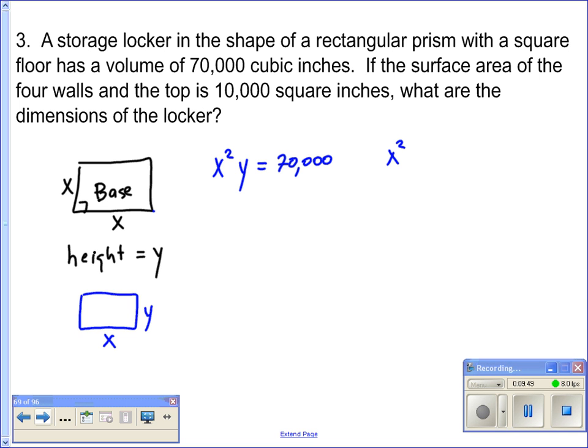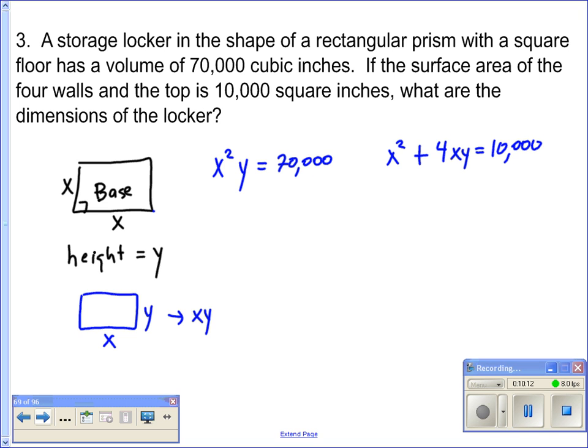So the area of any of the sides is just going to be x times y. And if you think about a Kleenex box, how many sides does it have around it? It's going to have four sides around it. So that x squared, which is the area of one of the bases because it doesn't have a top, plus 4 of the xy's is going to be equal to 10,000 square feet.